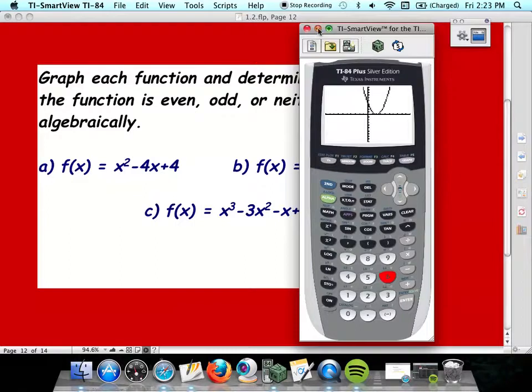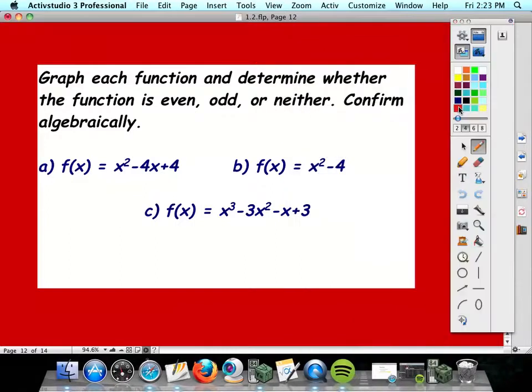Now, this says algebraically. For algebraically, what I would do is I would come over here, and I would plug in a negative x. If I plug in a negative x, that's still going to be x squared. But if I put a negative x right there, that's going to be plus 4x. So what happens is that's not the same equation. And let me give you a little hint here. When you're plugging in a negative x or a negative y, the only signs that are going to change are the odd exponents. That's all, just the odd exponents.